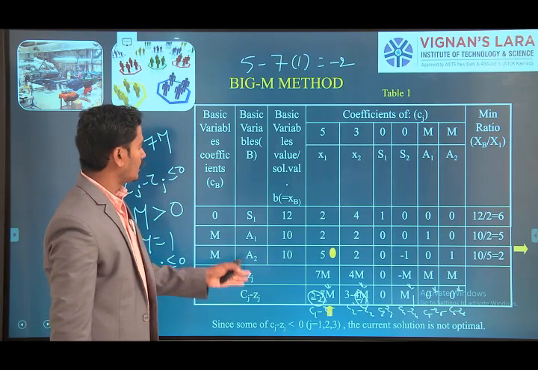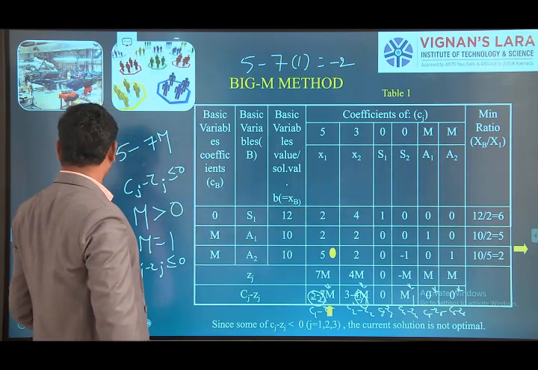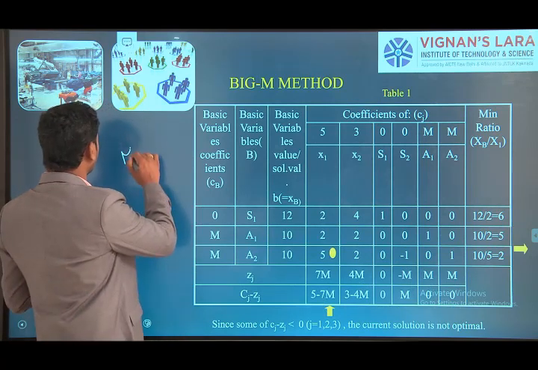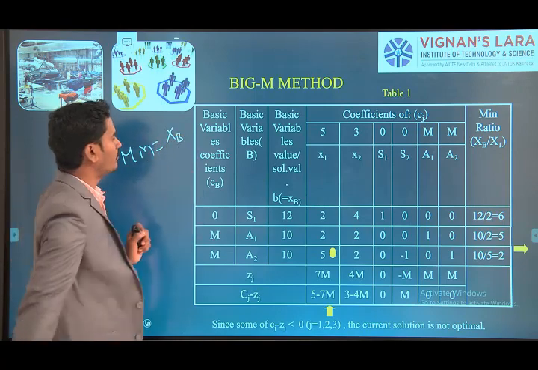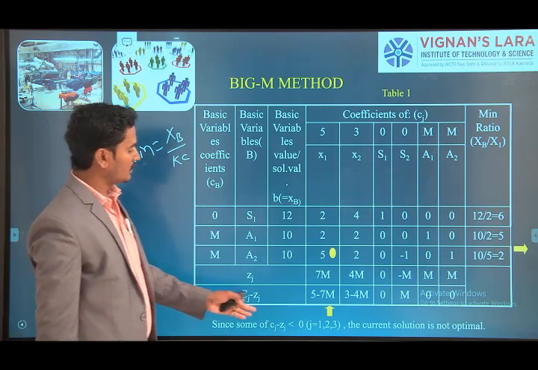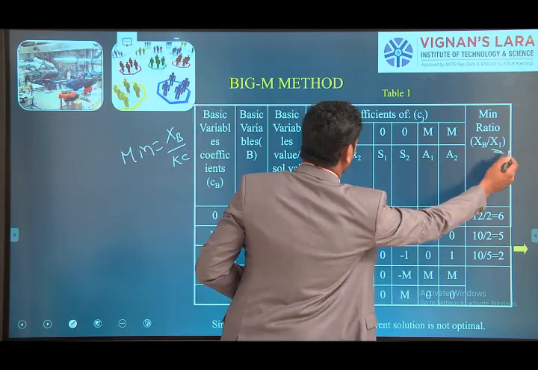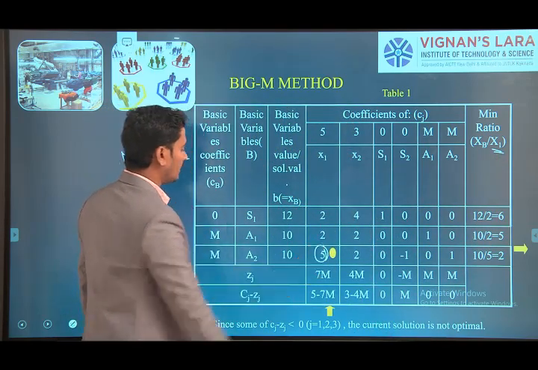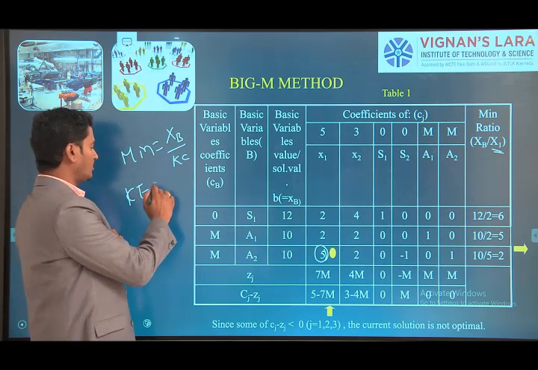Based on the key column, we are going to find the key row with the help of the minimum ratio. How do we find the minimum ratio? We find the minimum ratio from the solution value of the basic variable divided by the key column. Here, in the key column we have x1. That's why we are taking x1. From this we identify the key element. For further iterations, we have to convert the key element to 1.